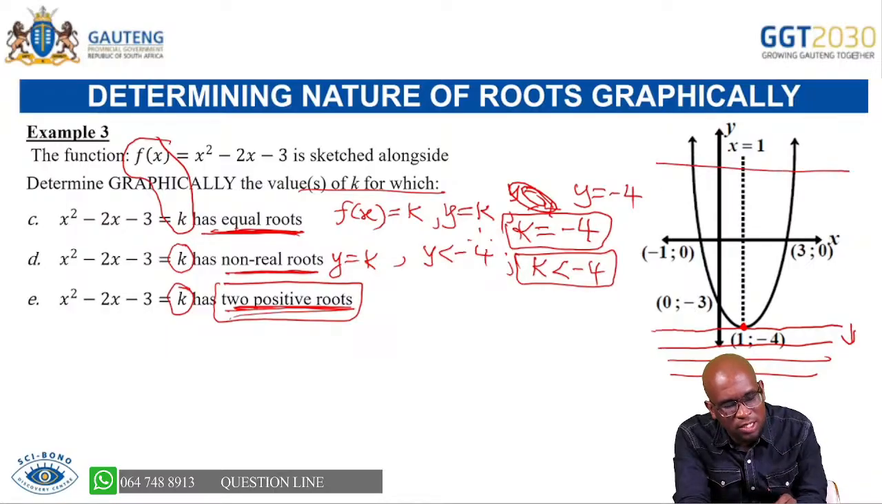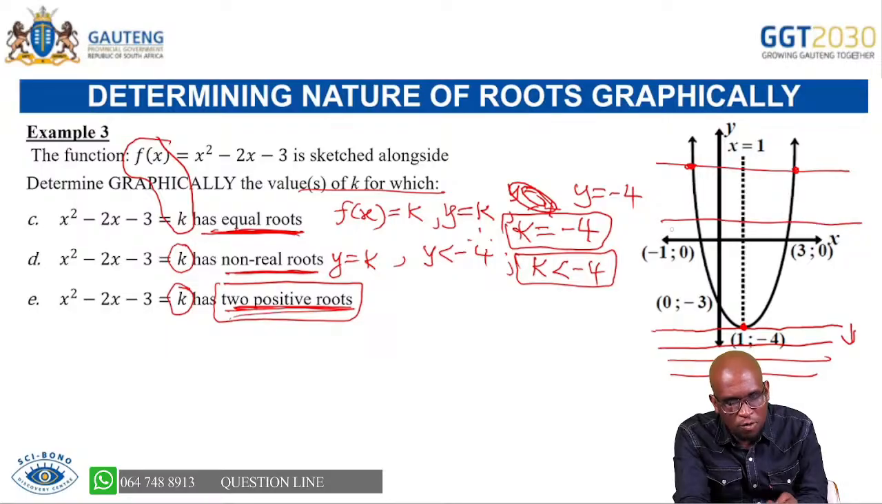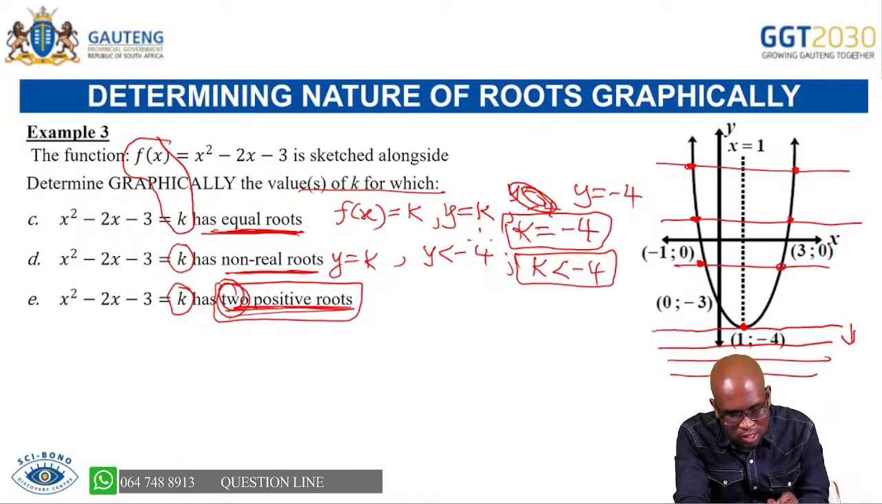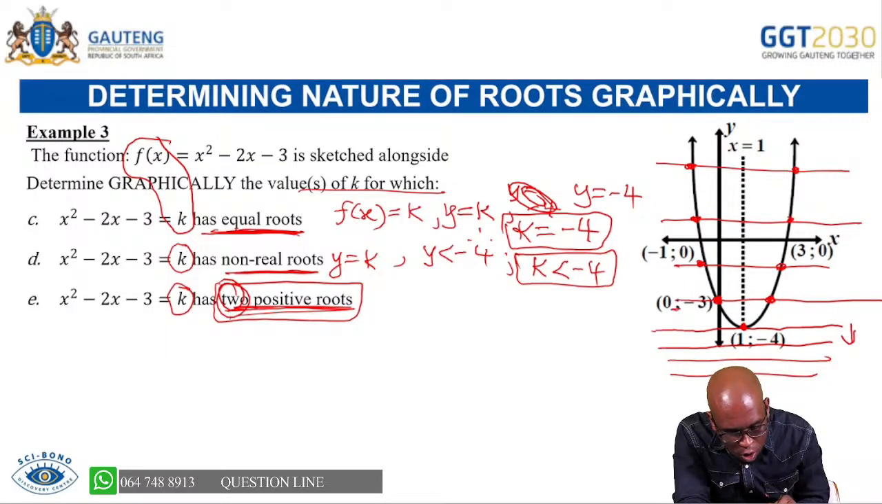anywhere here, you can see this root is negative, this root is positive. Even if you move it down, negative, positive. You move it down, negative here, positive there. And we are looking for two positive. If you place it on the y-intercept, you can see one root is 0, the other one is positive. But below the y-intercept, what do you see?